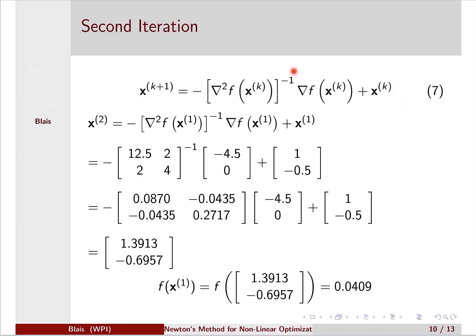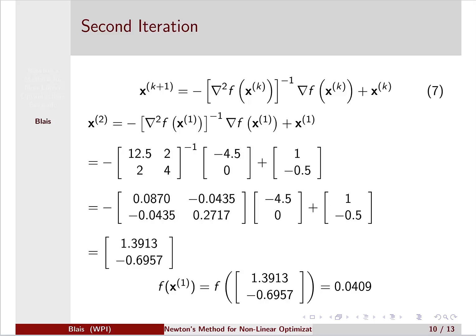Bringing this information into our second iteration, where we will have x2 is the negative Hessian of f at x1 inverse, times the gradient of f at x1 plus x1, given here. We plug in. Our Hessian was 12.5, 2, 2, 4. Our gradient was minus 4.5, 0, and x1 was 1, negative 1/2. The inverse of this Hessian turns out to be this matrix here. And when we perform this multiplication and add 1, negative 1/2, we arrive at 1.39, negative 0.69.